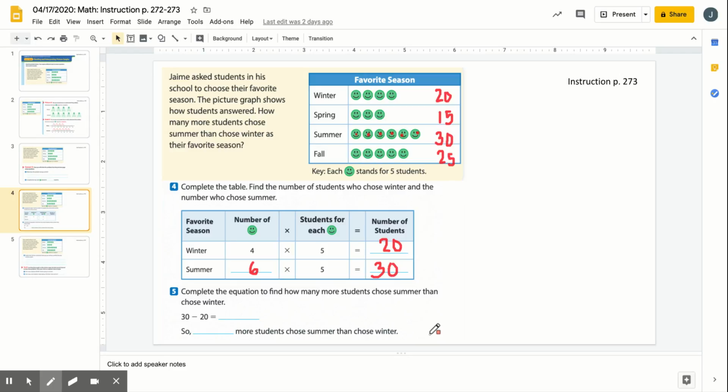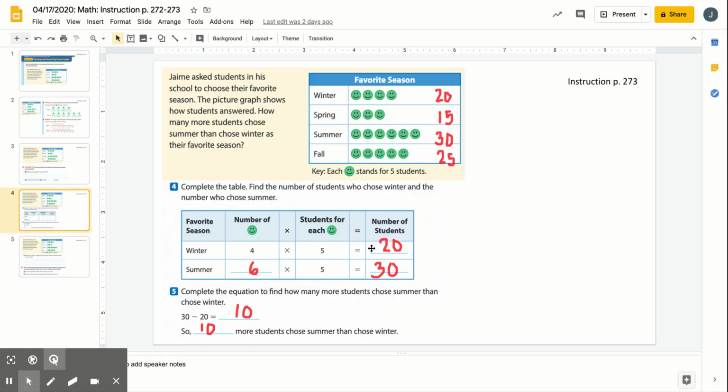Now it asks us to complete the equation to find out how many more students chose summer than chose winter. So again, we can see that more students chose summer than winter. We want to figure out how many more, so this will be a subtraction problem. It will be 30 minus 20, which equals 10. So 10 more students chose summer than chose winter.